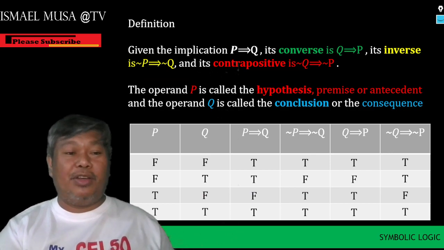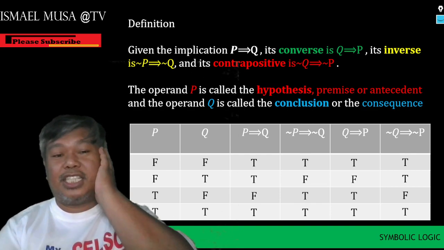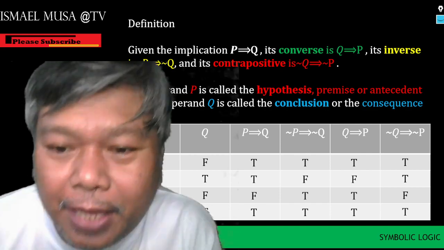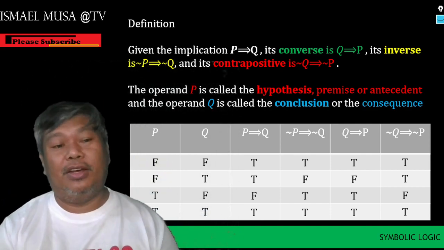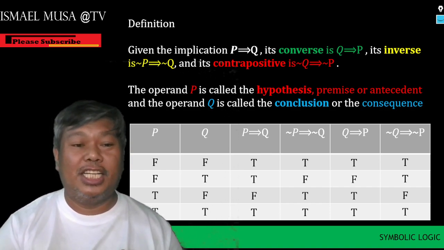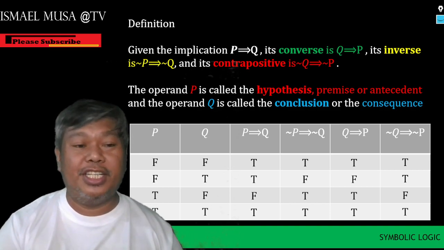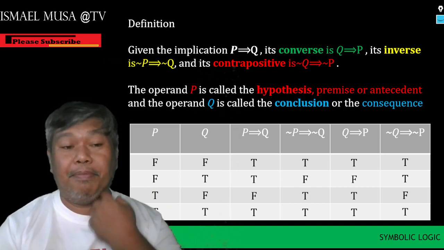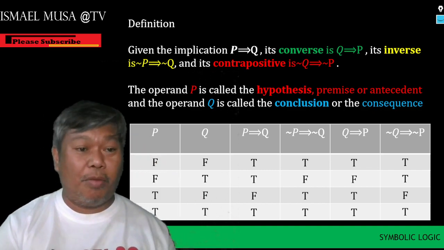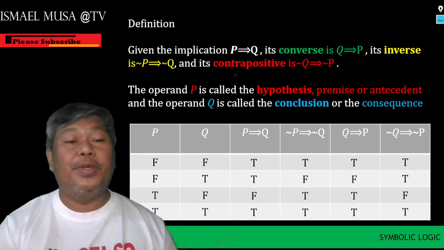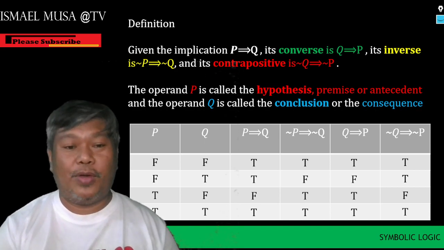Okay. So we have the following definition. Given the implication P implies Q, let's talk about the converse, the inverse, and the contrapositive. I want you to take note of the definition of the inverse, the converse, and the contrapositive. So we have the operand P and the operand Q. What is the operand P? We call it the hypothesis, the premise, or the antecedent. What is Q? We say the conclusion or the consequence. Take note.